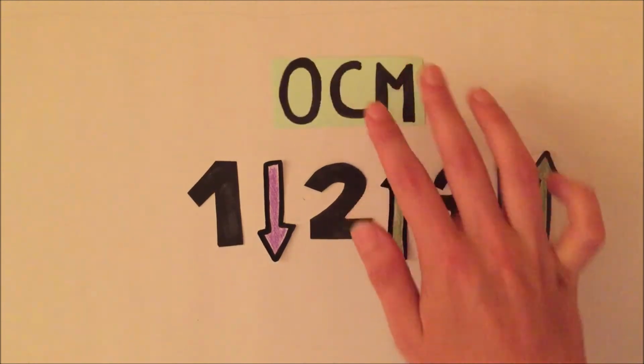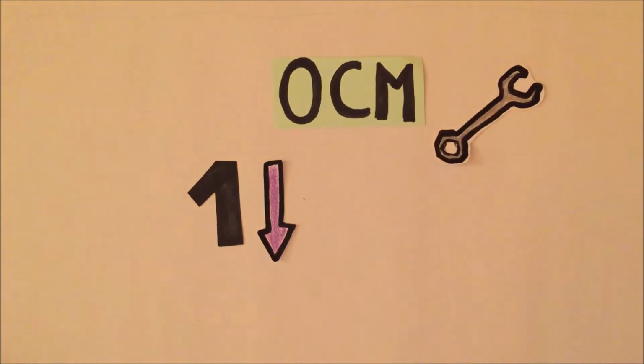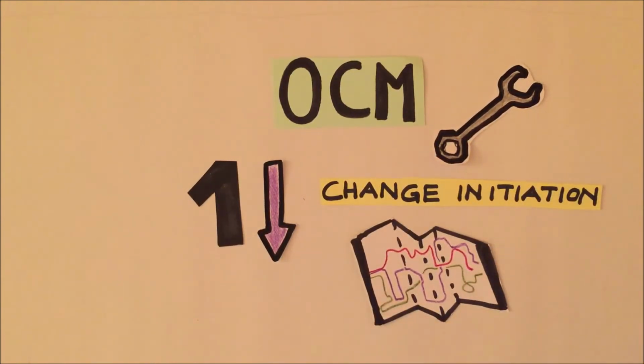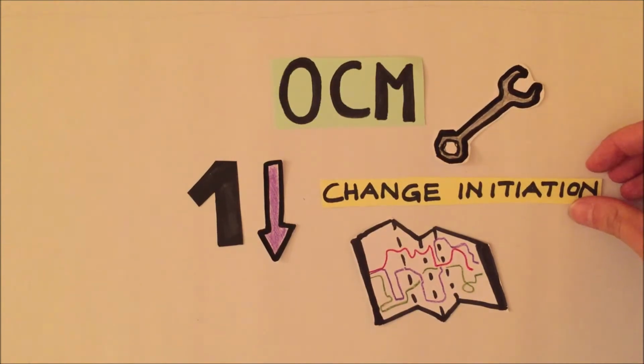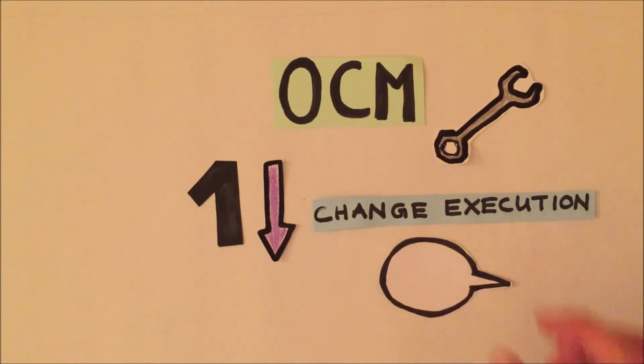Top-down pathways see change initiation and execution in the hand of the top management, the leadership of an organization. A tool of top-down change initiation is, for example, the scenario technique. Several potential future paths are mapped out so that the organization can find the most suitable way and create a vision. A top-down tool during change execution is, for example, clear and continuous communication.